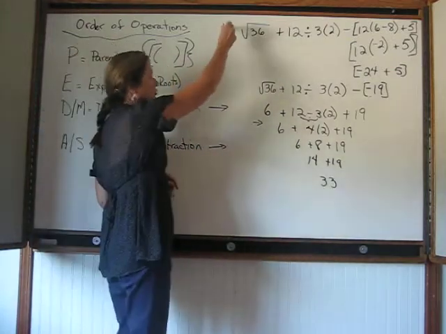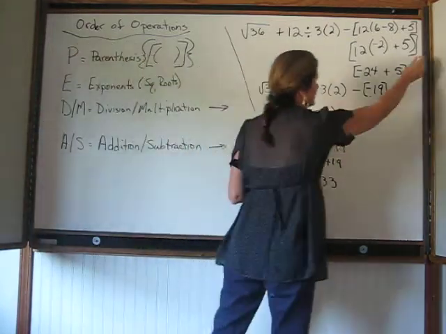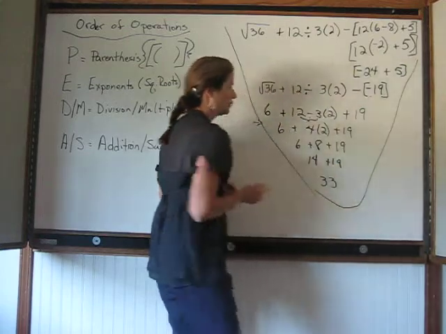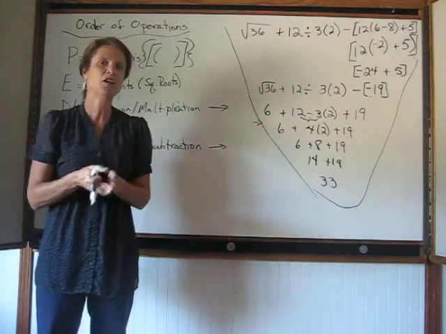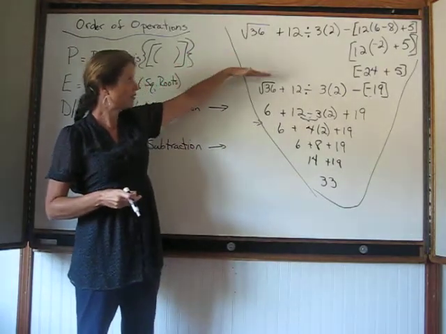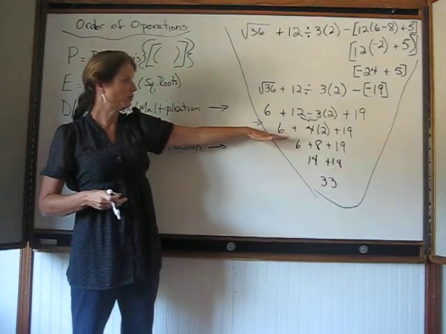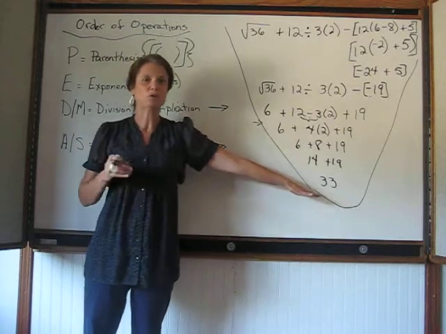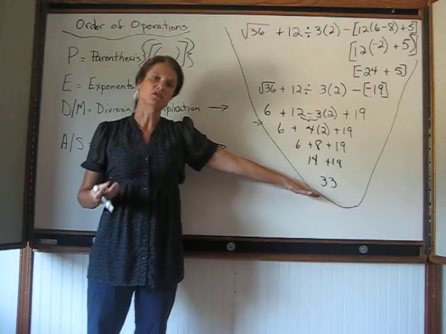Now, whenever you're doing these order of operations, you should always end up with a triangular shaped problem. You start out with a large problem, and every step is taken one by one until you come up with one answer. And that's order of operations.